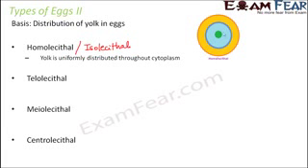Here you see the green colored area shows the nucleus and the yellow region shows the yolk. The yolk is present uniformly throughout the egg, and that is why these are homo or isolecithal eggs. These types of eggs are seen in protochordates and also in echinoderms.